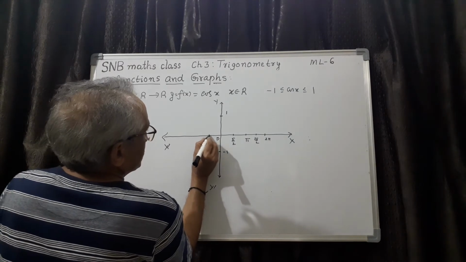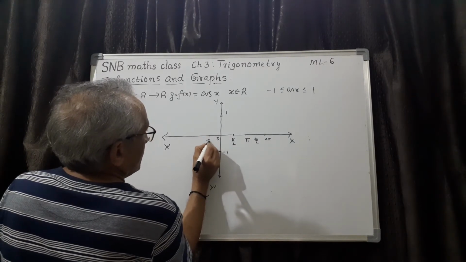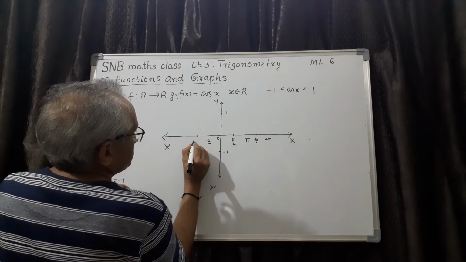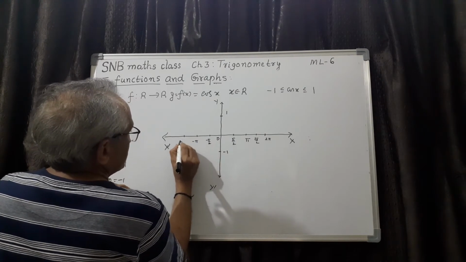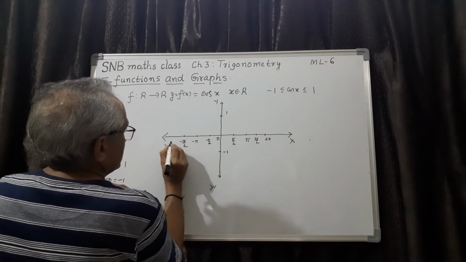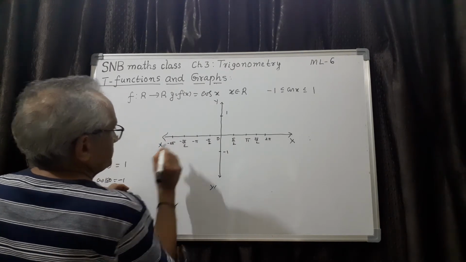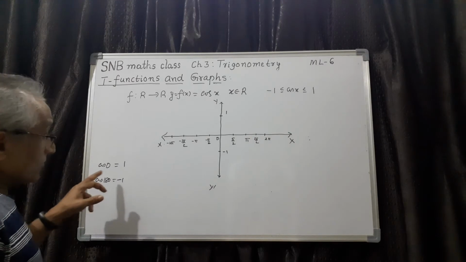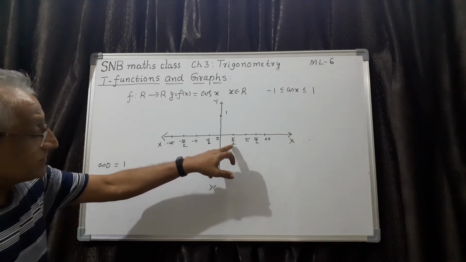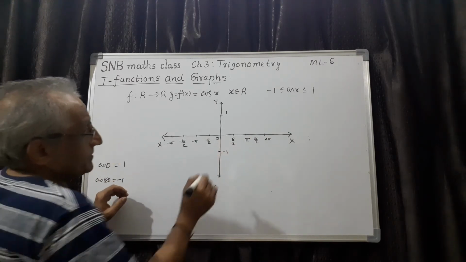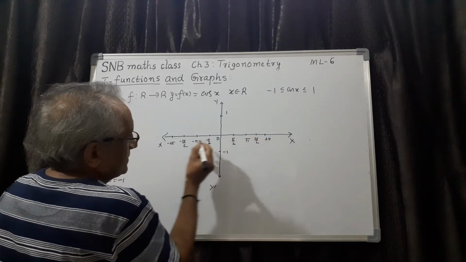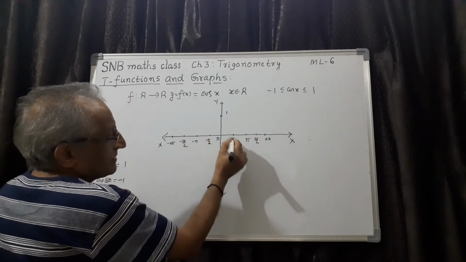So if you take this minus pi by 2, this is minus pi, this is minus 3 pi by 2, this is minus 2 pi. Now, at all integral multiples of pi by 2, cos is 0. Here also it is 0, here also it is 0, here also. The curve cuts here.